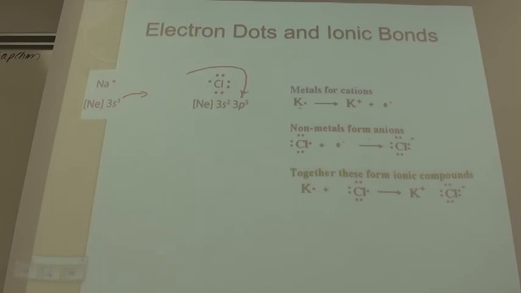Right? Same thing for potassium. It has the one. When it loses an electron, it becomes a cation. Chlorine picks up that electron, it becomes an anion. Together they form the ionic compound that we know as potassium chloride.